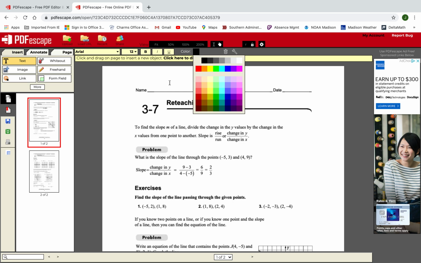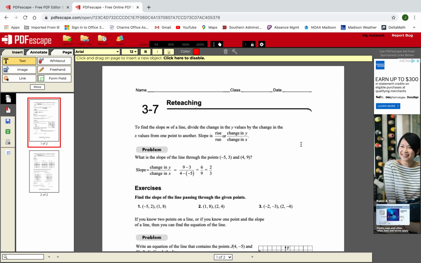All right, so we are going to look at how to find slope. First of all, to find the slope m of a line, divide the change in the y values by the change in the x values from one point to another. Slope is rise over run, or the change in y over change in x. Remember that rise is change in y because the y-axis goes up and down. That's your rise. And the run is the change in x because the x-axis goes left and right.